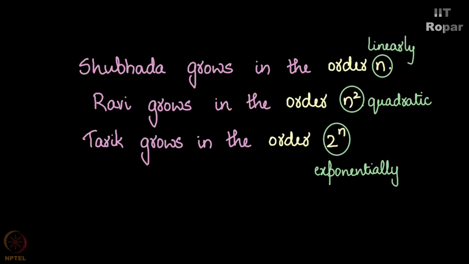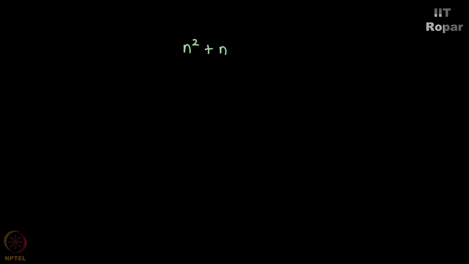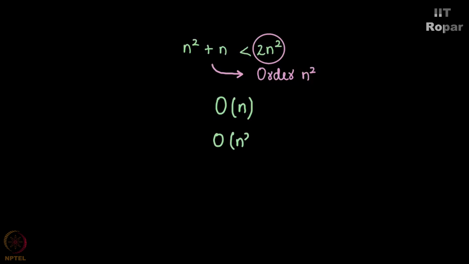Also note something. If there was something like n square plus n, this is less than or equal to, you see, I can easily write n square plus n less than n square plus n square, which is 2n square. But then 2n square is of order n square. So whenever you have n square plus n, you can consider that as order n square as well. Right? So we are going to represent such a notation with a big O of n, big O of n square, big O of 2 to the n.